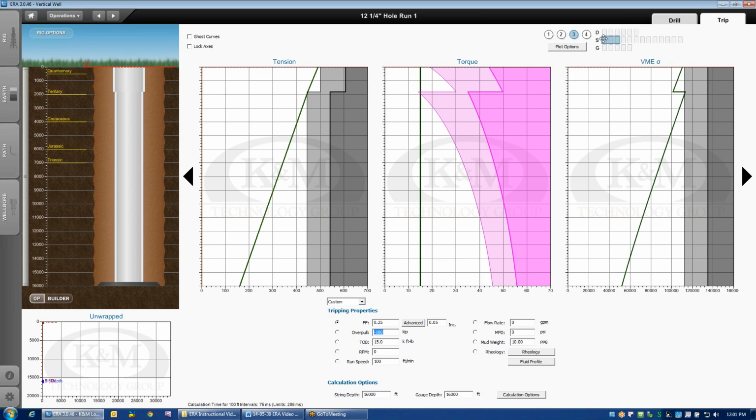Remember, this is unique to ERA. It's not available in TAD, nor is it available in any other commercial software. It's a very powerful way to make sure that we're not exceeding the capacity of the pipe.